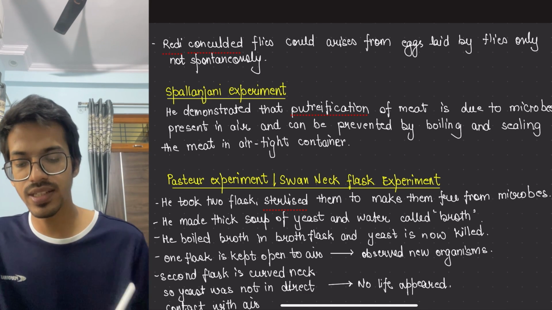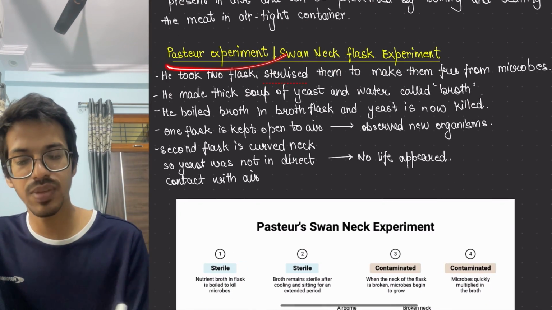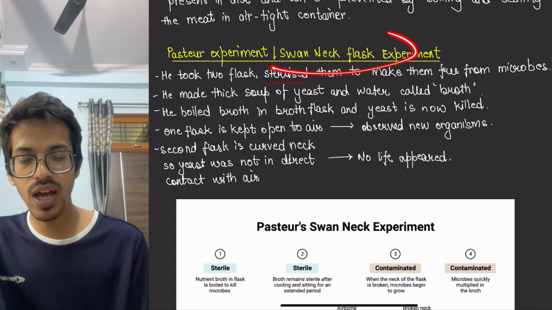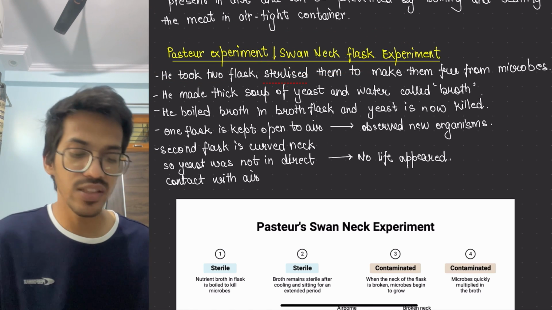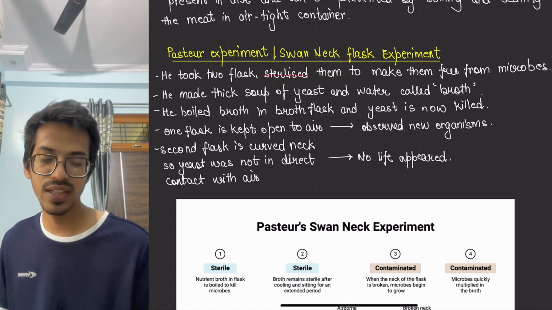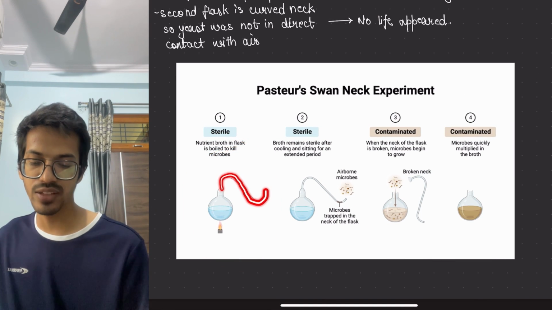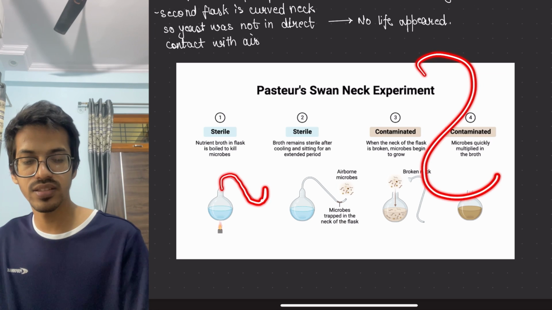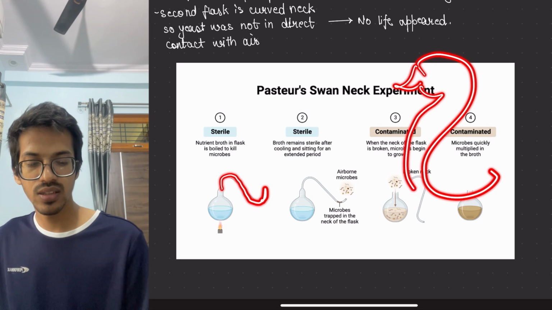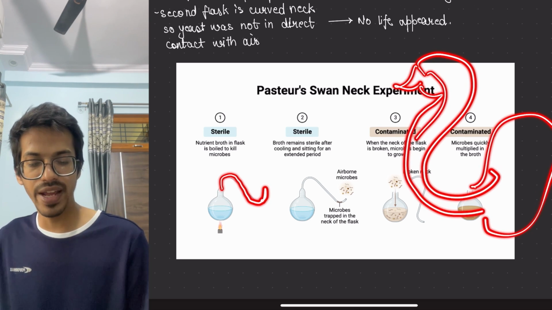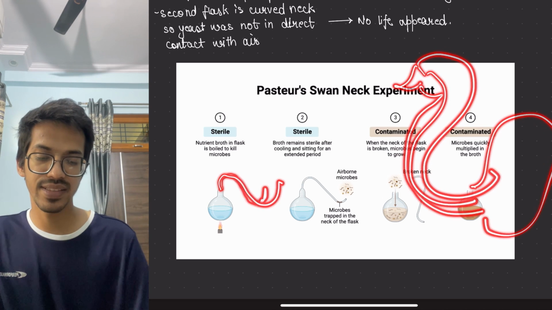Okay, so he did it. And the last is the Pasteur experiment, which is also called the swan neck flask experiment. In the swan neck flask experiment, he took a flask which has a swan kind of neck. You know that a swan has a neck that looks like this. So the same swan neck is there.